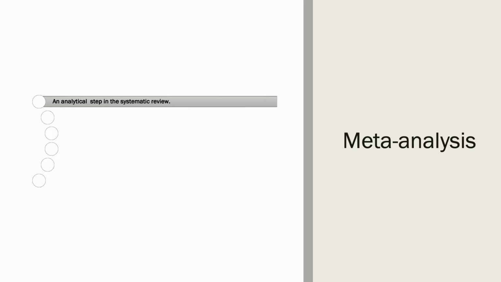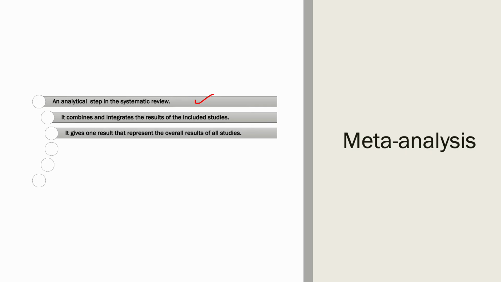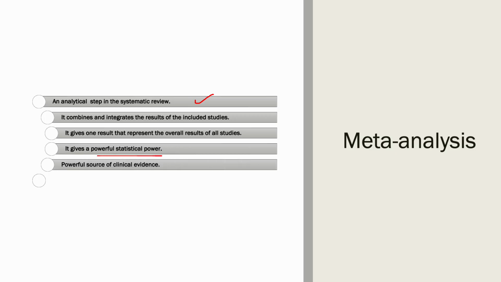So why do we need the meta-analysis? The analytical step for systematic review is to combine and integrate the results of the included studies. One research paper is done in America, the same topic is done in China, and the same topic in the Middle East. We can collect these 3 RCTs and put them in one forest plot. It will be much stronger than when I use just one study result. It gives one result that represents the overall result of all studies. It gives power to the statistical test, a powerful source of clinical evidence, and is done by special software.